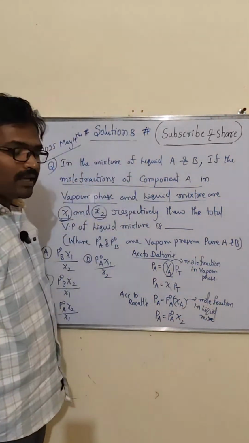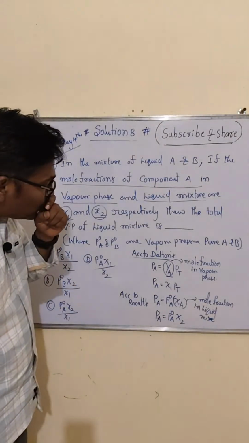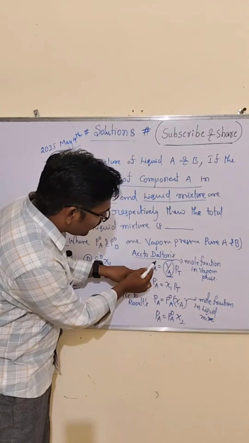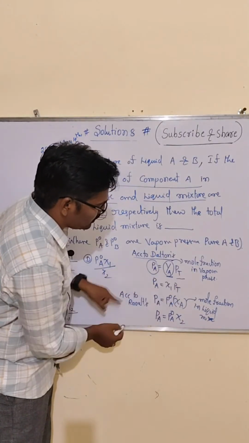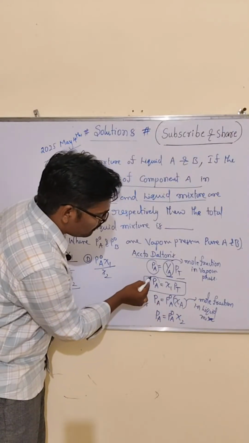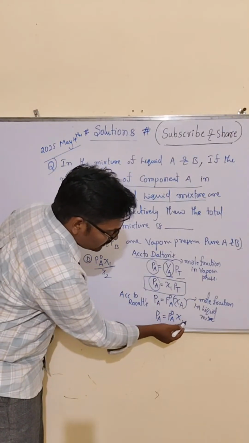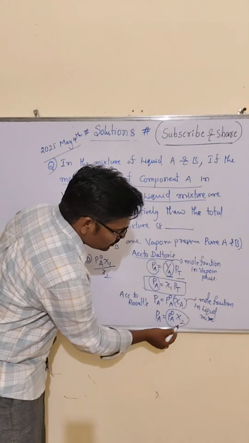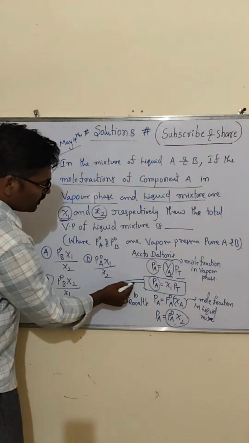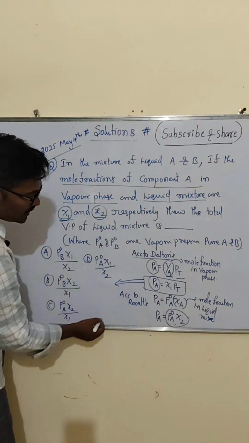We can take X2. So now P total is required. So in the place of PA in this formula, we can substitute this term. Yes, substitute in this, look, in the place of PA.